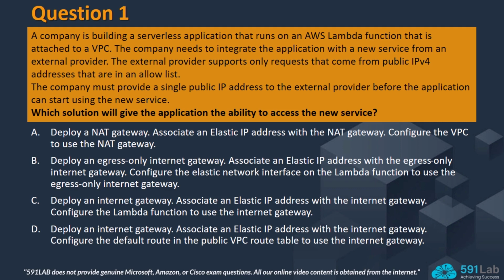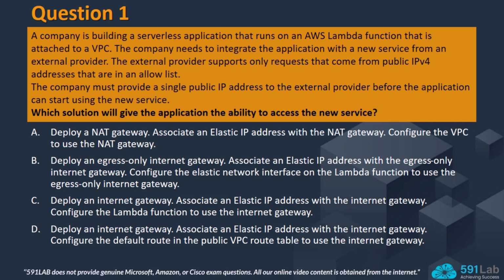Option A. Deploy a NAT gateway, associate an elastic IP address with the NAT gateway, configure the VPC to use the NAT gateway. Deploying a NAT gateway will allow the Lambda function to access the internet through the NAT gateway and use the elastic IP address as its public IP address. The VPC should be configured to use the NAT gateway as its default route. This seems to be the correct answer, but let's discuss the available options as well.